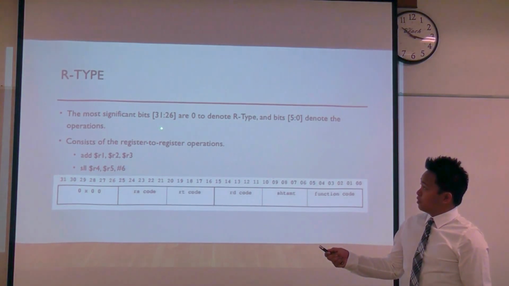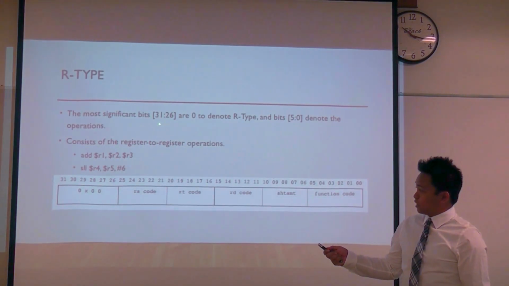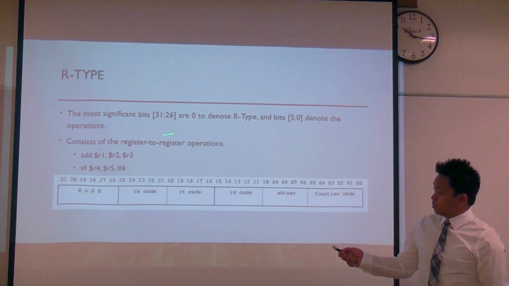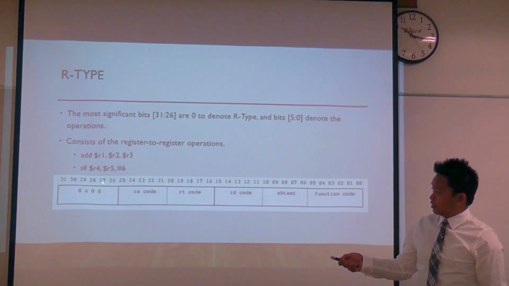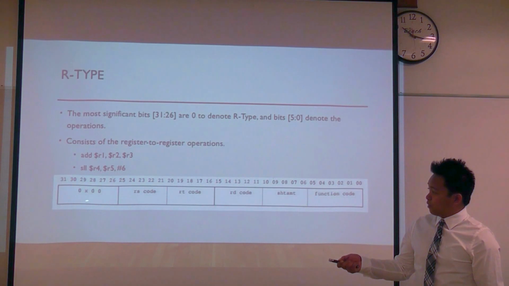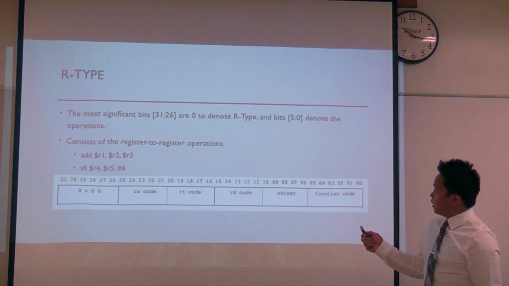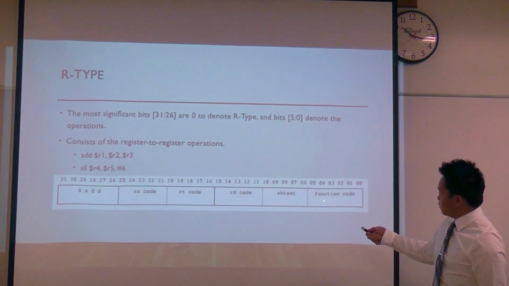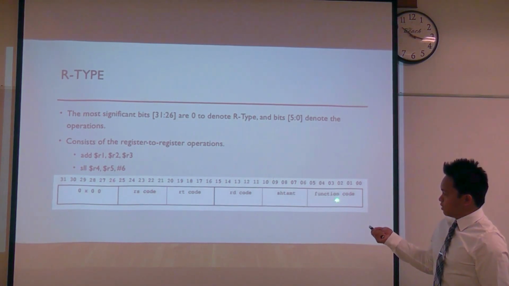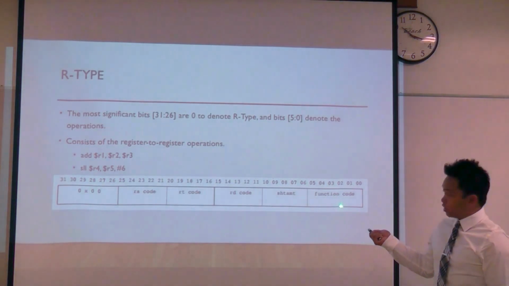So in R-type, the most significant bits, 31 to 26, are 0. That is what is a unique instruction format for R-types. So when you see a 0 in bits 31 to 26, you'll also have a function code in bits 5 to 0. This area in the instruction format is what will tell you whether it's an add or a subtract instruction.